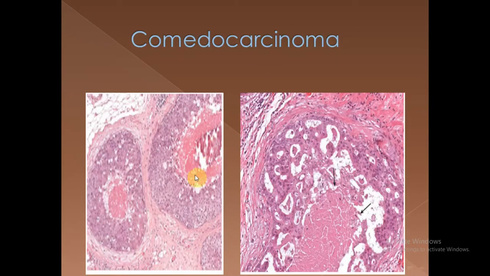This is comedocarcinoma, which is a type of in situ ductal carcinoma. Here we have a central area of necrosis, which is surrounded by high-grade malignant mammary epithelial cells. This is the necrosis. Here also we have necrosis and high-grade malignant epithelial cells with periductal fibrosis and inflammation.